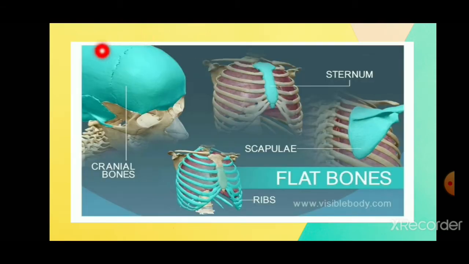We have the cranial bones. Ito yung skull. Pinoprotektahan niya yung brain. The sternum or the breastbone. Ito naman yung nagpoprotekta sa ating heart at pati na rin sa lungs. The scapulae or ang ating shoulder blades na ang function niya naman is for the shoulder motion. And we also have the ribs na nagpoprotekta sa ating lungs.